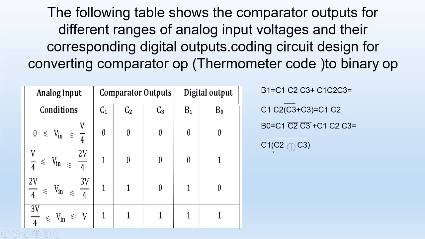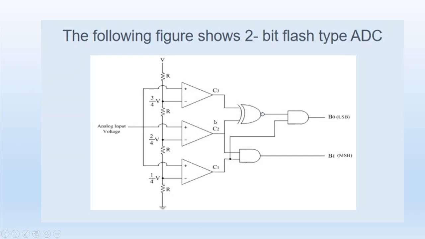So C1 ANDed with C2 XNOR C3 will be the expression for B0, and the expression for B1 will be only the ANDing of C1 and C2. The same circuit can very easily be drawn. So as it is a 2-bit flash type ADC, we'll require 3 comparators.